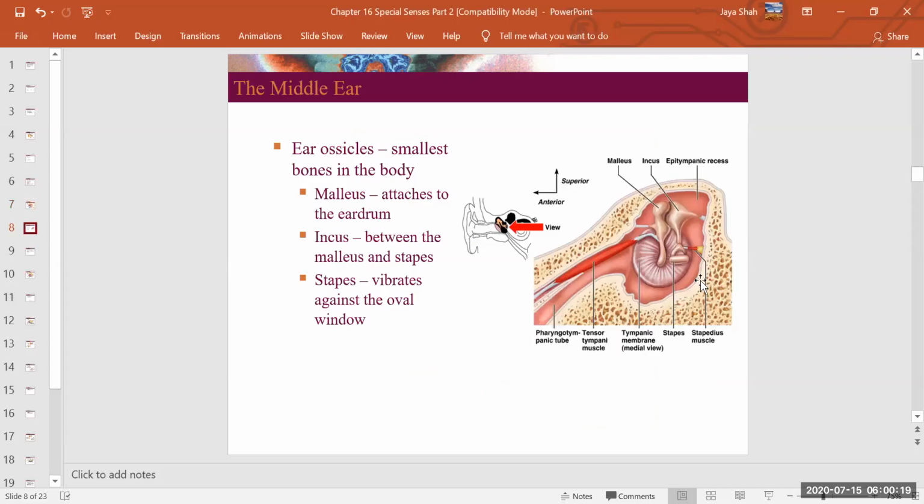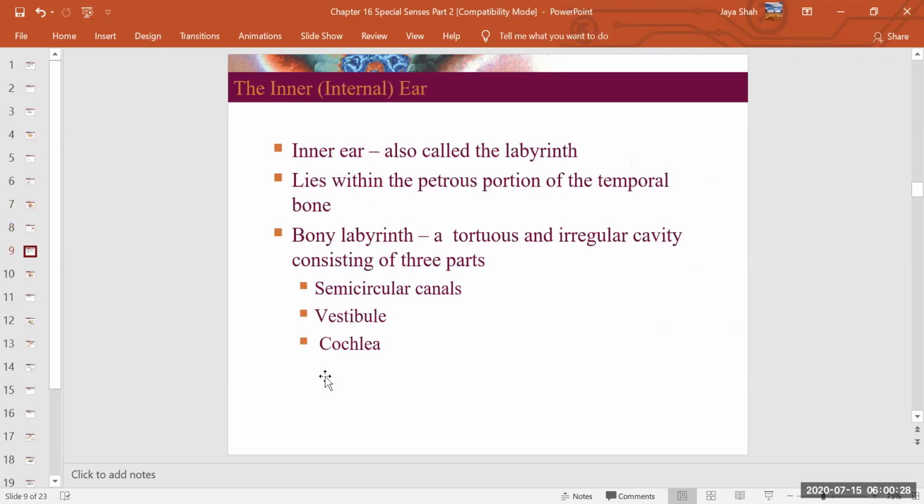Okay, so if you see from the medial side how it looks, tympanic membrane, you see here. So you have malleus, incus, stapes. Okay, so as I told you earlier, the inner ear, or internal ear, also called labyrinth, lies within the petrous portion of the temporal bone. So you see, this is the cavity in the temporal bone. So the wall of the bony labyrinth, the bony tube, is formed by the temporal bone.